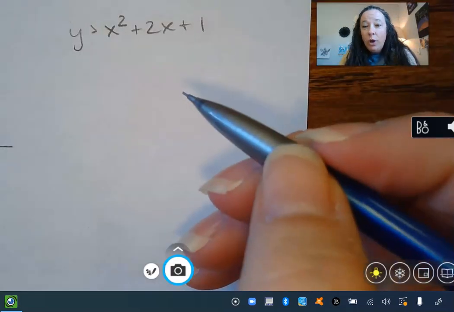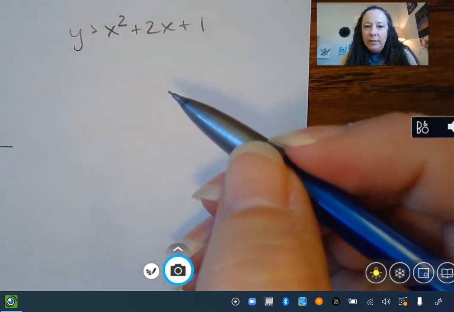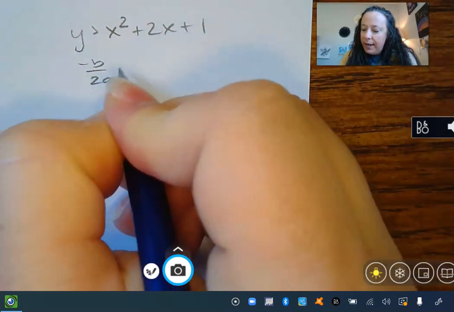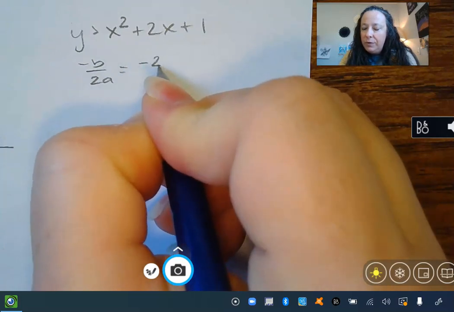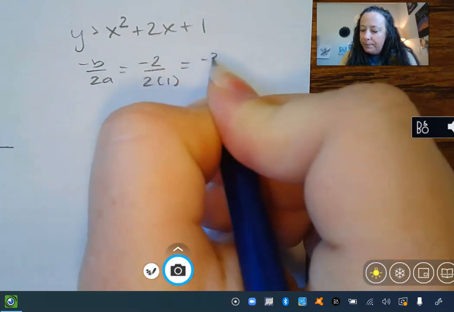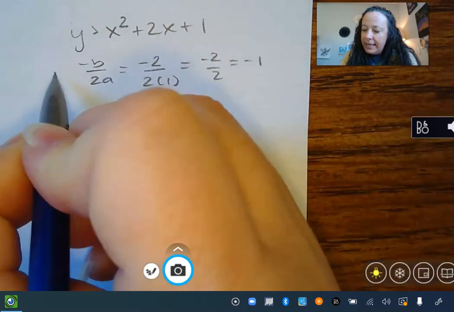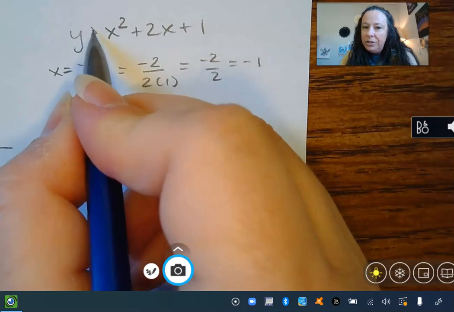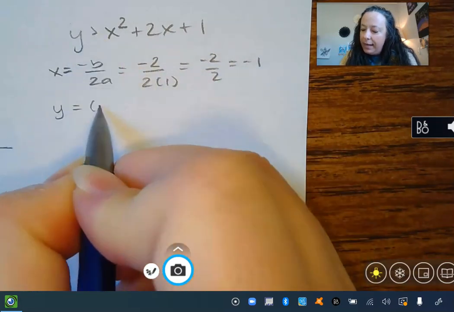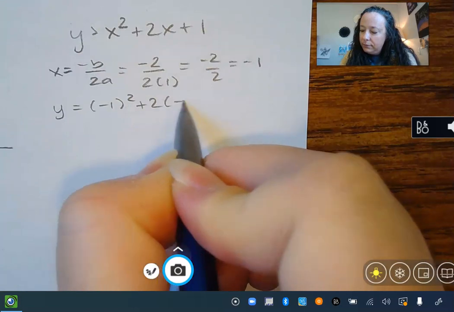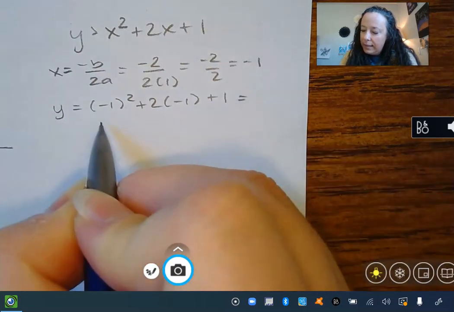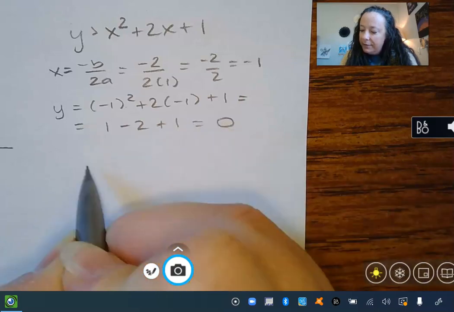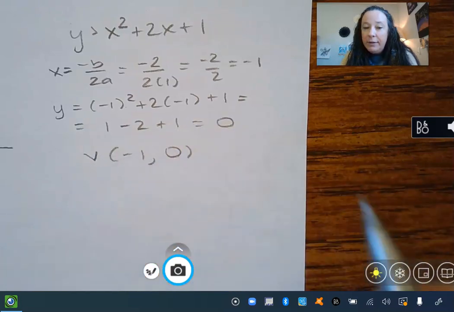Now I actually want to work this one without looking at Desmos. And so remember, to find the vertex, you do negative b over 2a. So that would be negative 2 over 2 times 1. So I get the x value of my vertex is negative 1. And then I plug it back in. Now I'm pretending there's an equal sign here. So y would be, let's see, that would be 1 minus 2 plus 1. So that would actually be 0. So my vertex is (-1, 0).